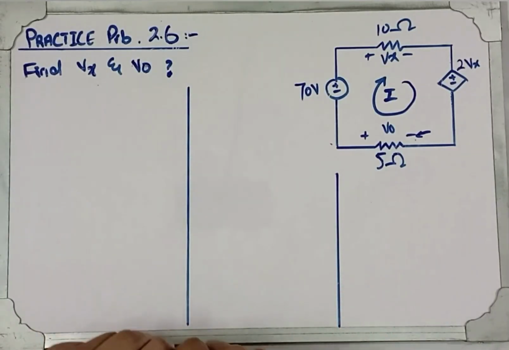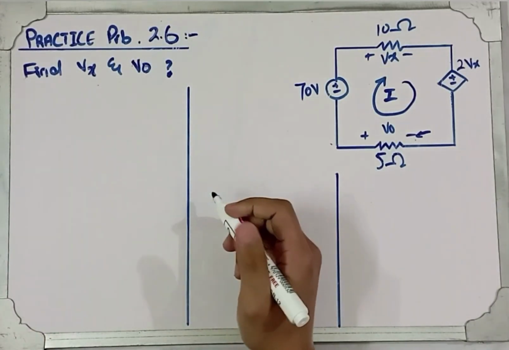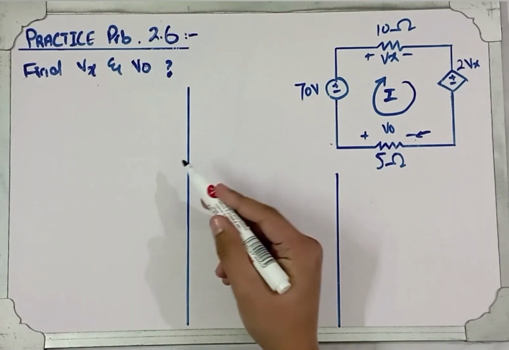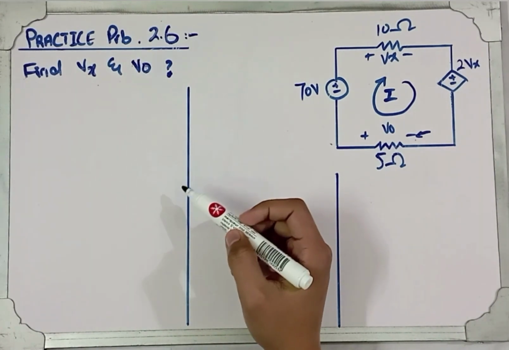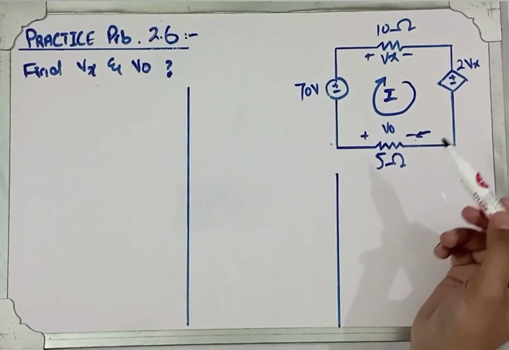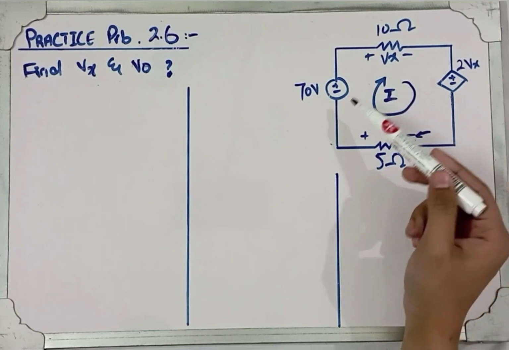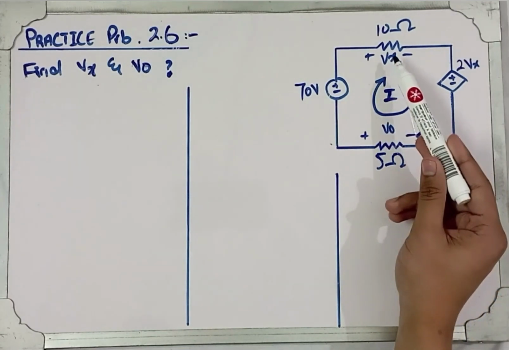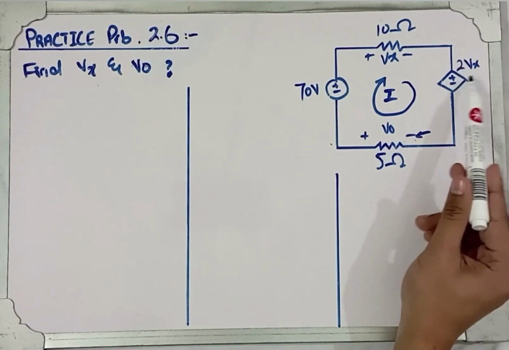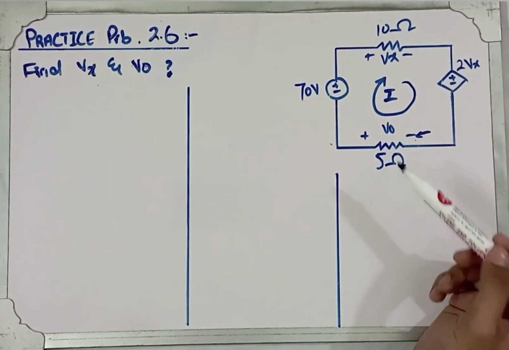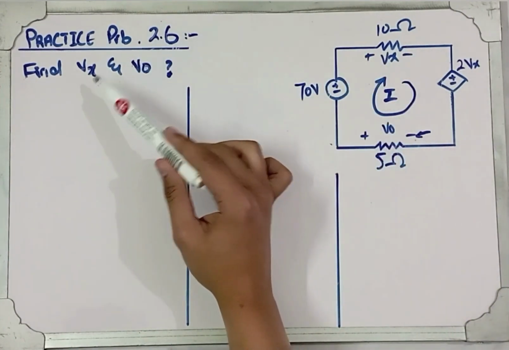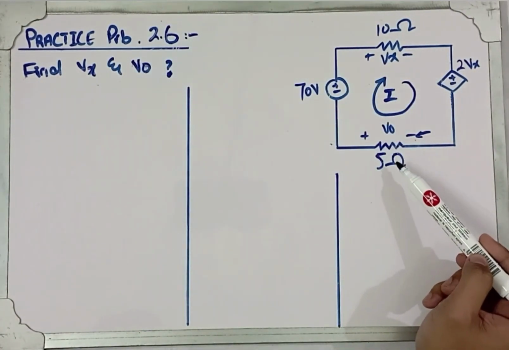Hi there, in this video we will solve the practice problems 2.6 and 2.7 from Fundamentals of Electrical Engineering, 5th edition. We will begin with practice problem 2.6, in which we have this circuit with a 70 volt independent voltage source, a 10 ohm resistor, a dependent voltage source 2Vx, and a 5 ohm resistor. We have to find the voltages across the 10 ohm resistor and the 5 ohm resistor, termed Vx and V0 respectively.